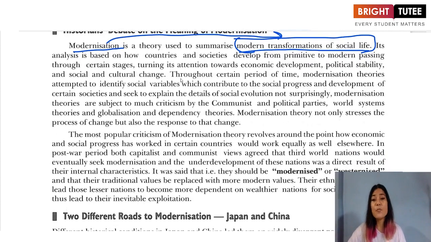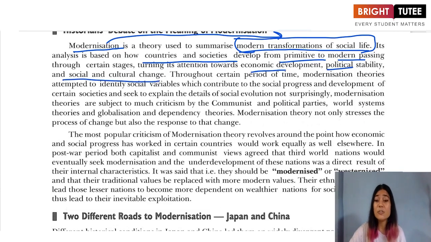Now, how we see modernization or modern transformations is based on how countries and societies develop or change from the old period to the modern period, how they go through certain stages, how they provide attention towards different spheres of development like economic, polity, or social and cultural changes. So throughout a certain period of time, modernization theories attempted to identify social variables which contribute to the social progress and development of certain societies and seek to explain the details of social evolution.